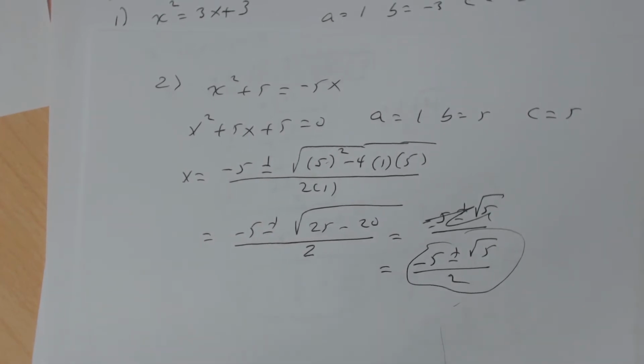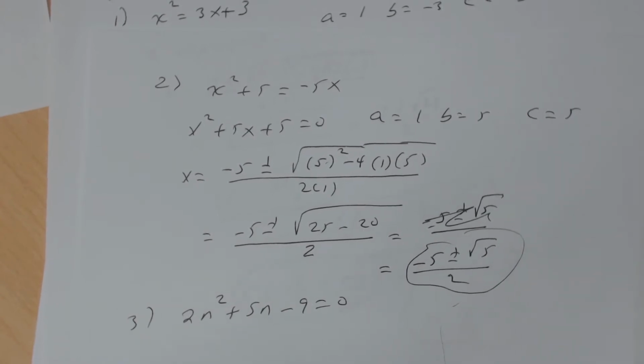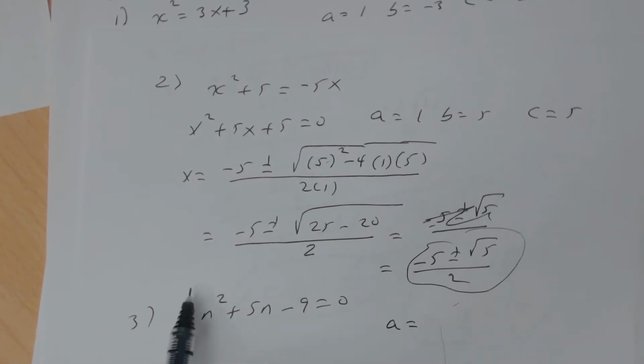Okay, number 3. Suppose you had 2n squared plus 5n minus 9 equals 0. So 2n squared plus 5n minus 9 equals 0. So it's already in standard form, so let's determine what a, b, and c are. So a is the coefficient of n squared, so that's 2. b is the coefficient of n, so that's a positive 5. And c is your constant, so that's a negative 9.